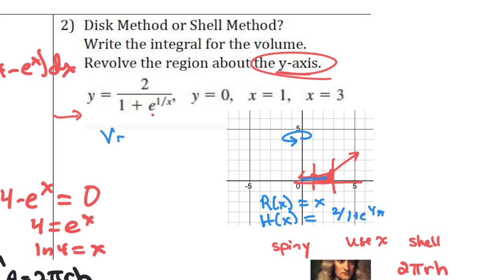So the volume is the area, 2 pi. We're going to integrate from 1 to 3. The radius is x. The height is 2 over 1 plus e to the 1 over x. And then we'll have a dx. Use your calculator and find that solution.